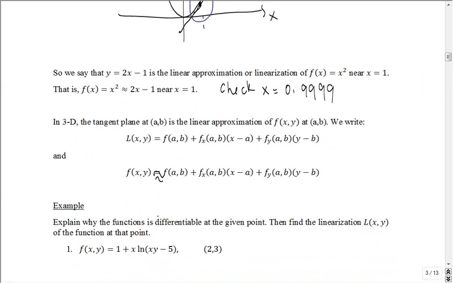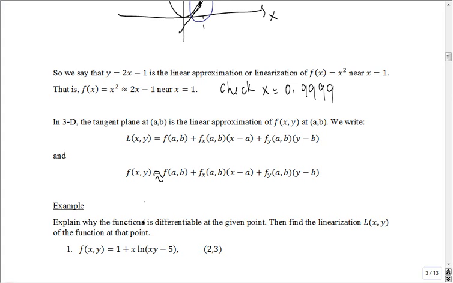Okay, so these questions are in two parts. The first part: explain why the function is differentiable at the given point. Then find the linearization L of x, y of the function at that point.